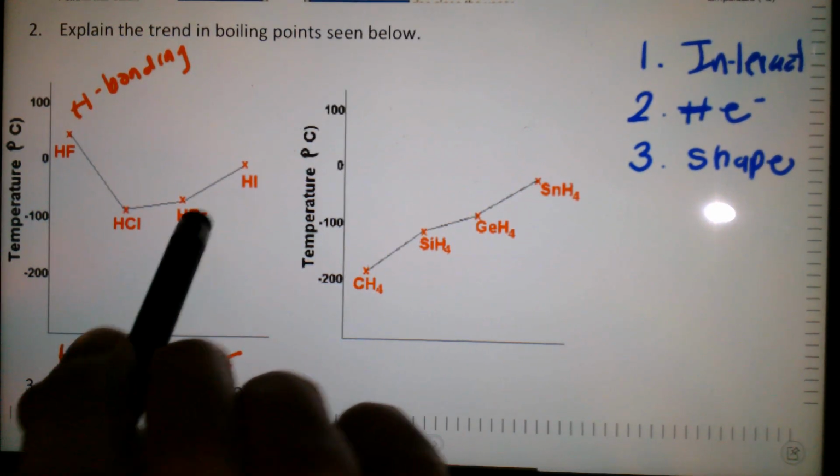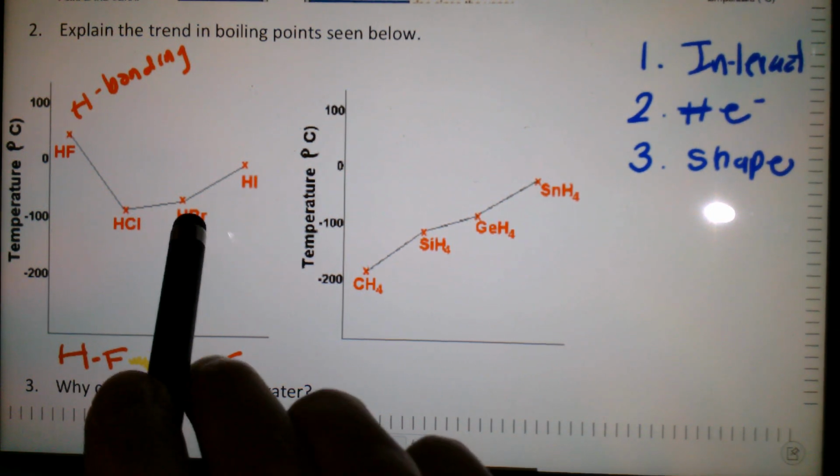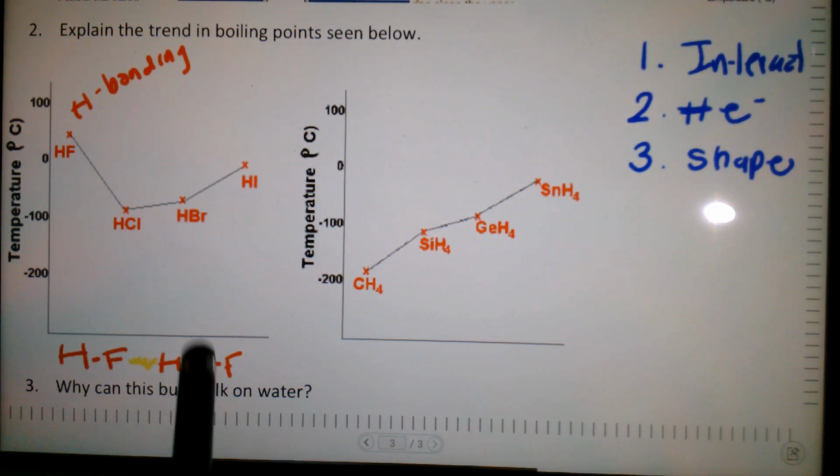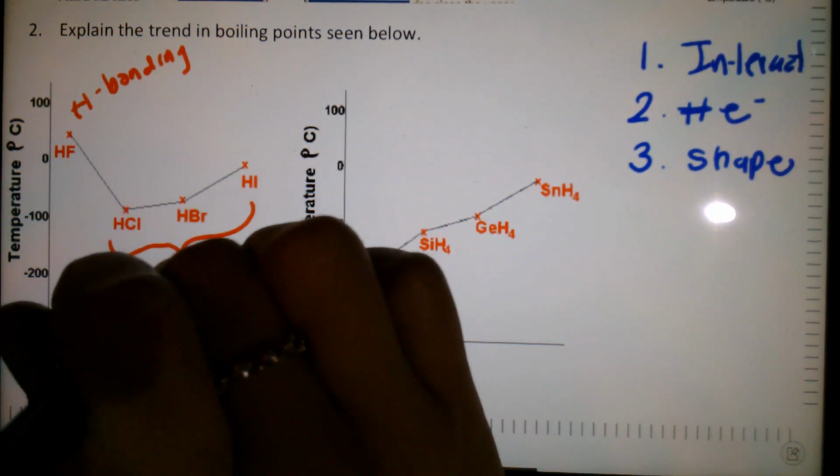Okay, so for HCl, HBr, and HI, we just substitute the F for a Cl, so an HCl with an HCl, an HBr with an HBr, or an HI with an HI. It's still going to be polar, but they're not nearly as polar. So these are all dipole-dipole.